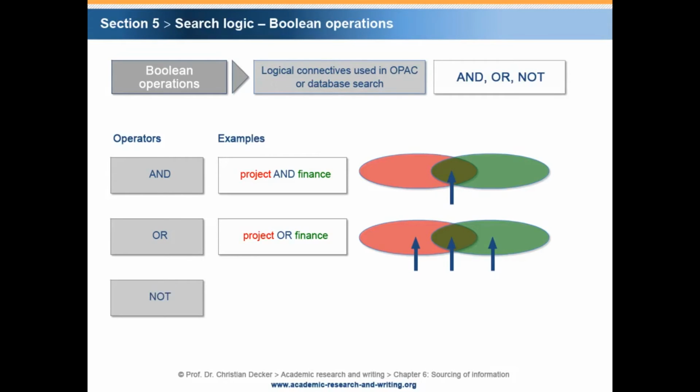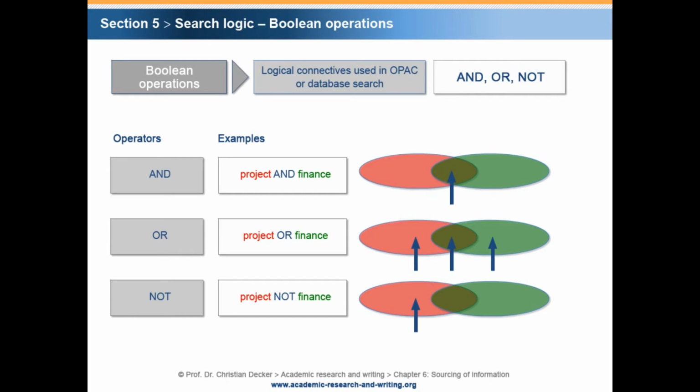NOT. The operator NOT is used in order to combine search words retrieving literature sources that include some search words but exclude other words. The combination project not finance retrieves literature titles that contain the word project but not the word finance.